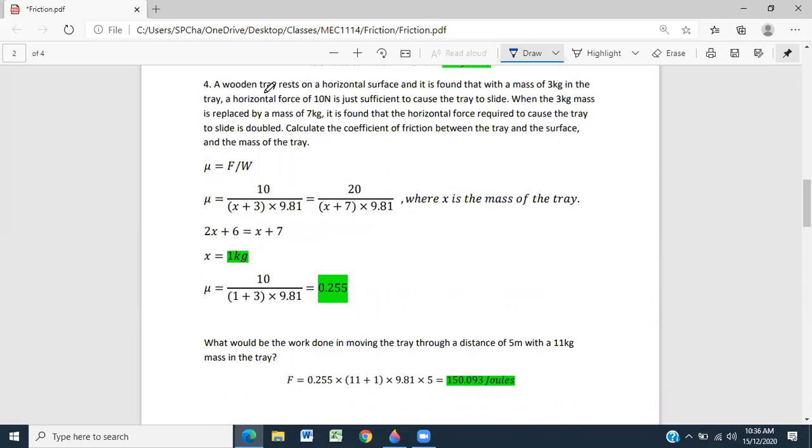A wooden tray rests on a horizontal surface, and it is found that with a mass of 3 kg in the tray, a horizontal force of 10 newtons is just sufficient to cause the tray to slide. When the 3 kg mass is replaced by a 7 kg mass, it is found that the horizontal force required to cause the tray to slide is doubled. Calculate the coefficient of friction between the tray and the surface and the mass of the tray.